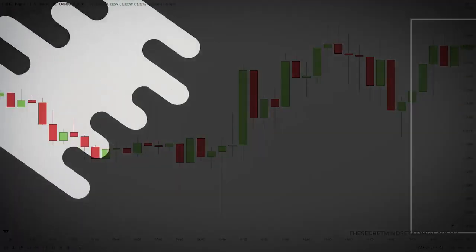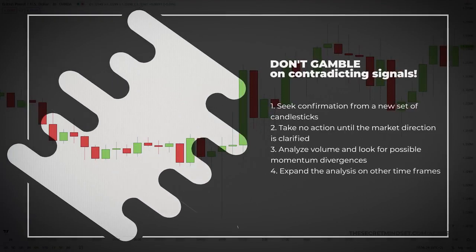In this instance, you have to choose one of the several courses of action: to seek confirmation from a new set of candlesticks, to take no action until the market direction is clarified, to analyze volume and look for possible divergences, or to expand the analysis for more time.